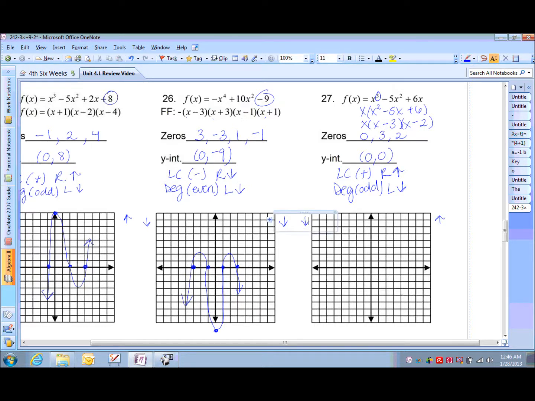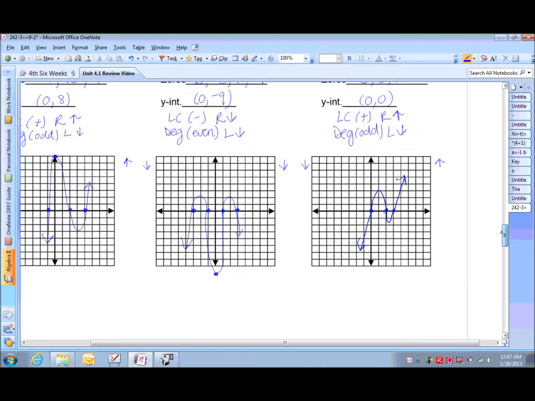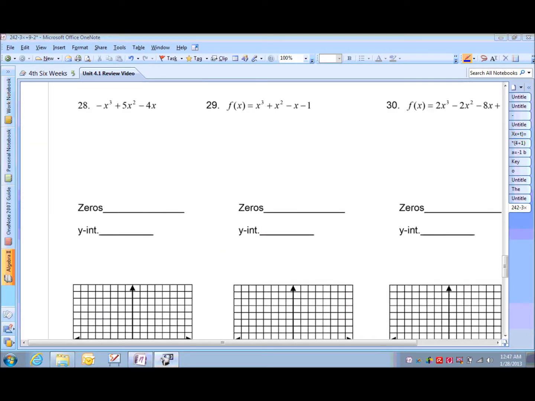Okay, when we plot our points at 0, 2, and 3, we know we need to go up to the right, pass through our y-intercept, and your graph should look something like that. Okay, moving on to 28.